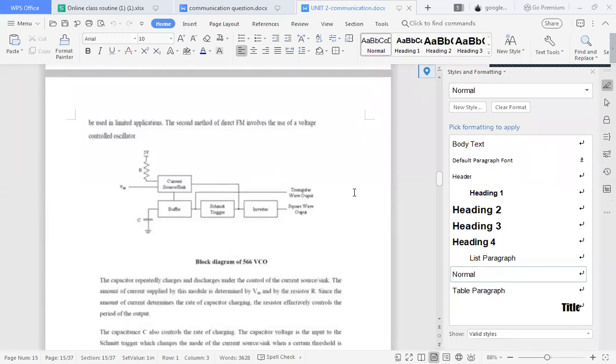Frequency modulation means the frequency of the carrier changes in accordance to the message signal. Here message signal is that input voltage. If input voltage changes, this frequency changes. In frequency modulation, the frequency changes in accordance to the message signal. That is the funda of the VCO, FM generation using VCO.